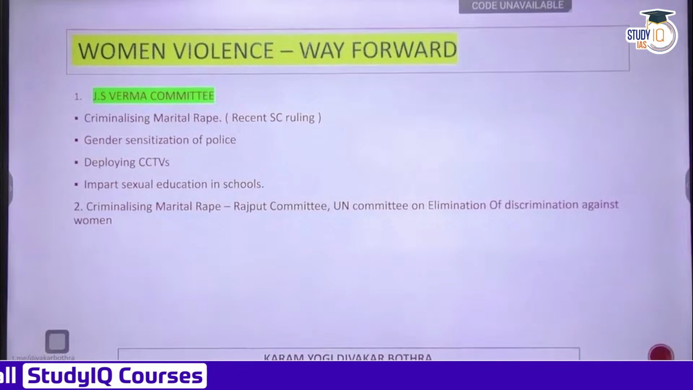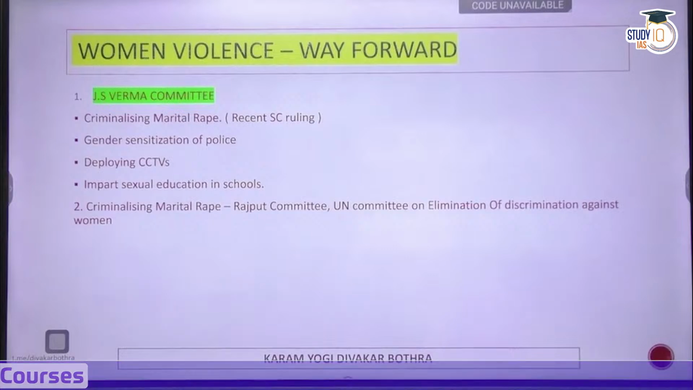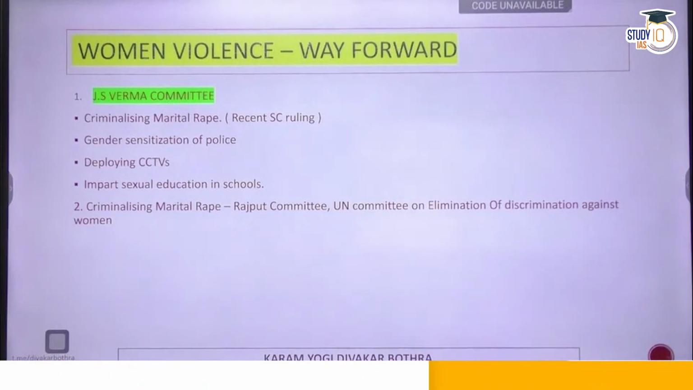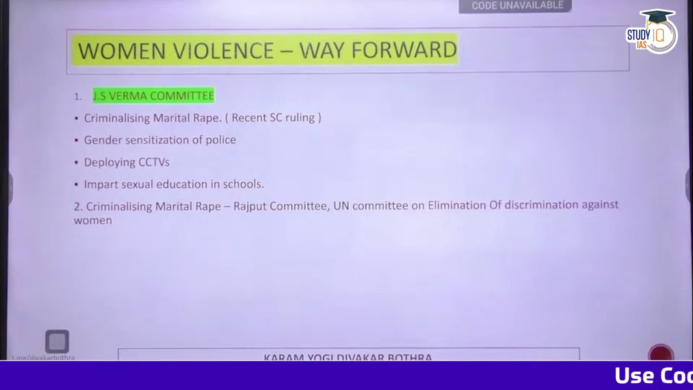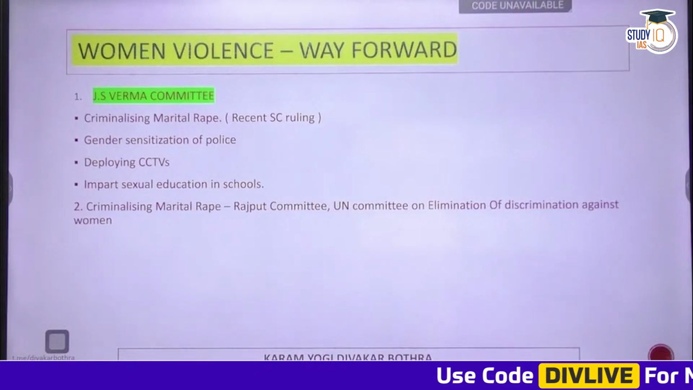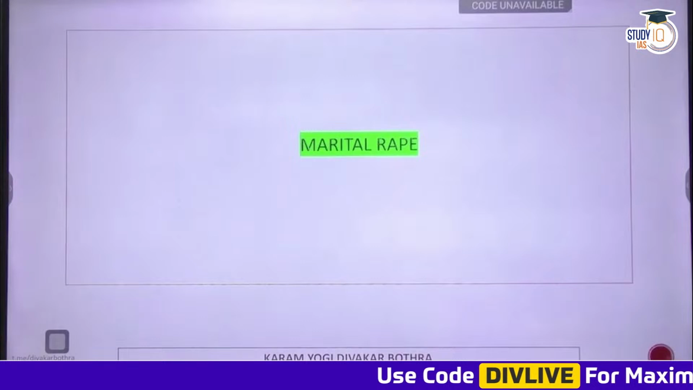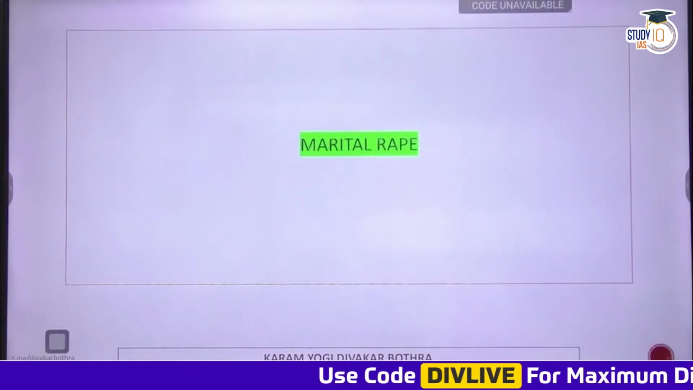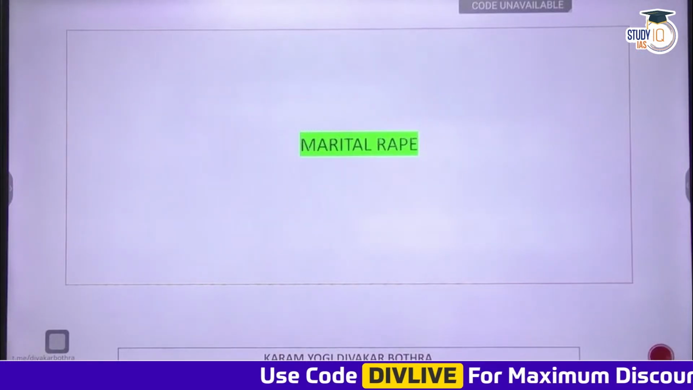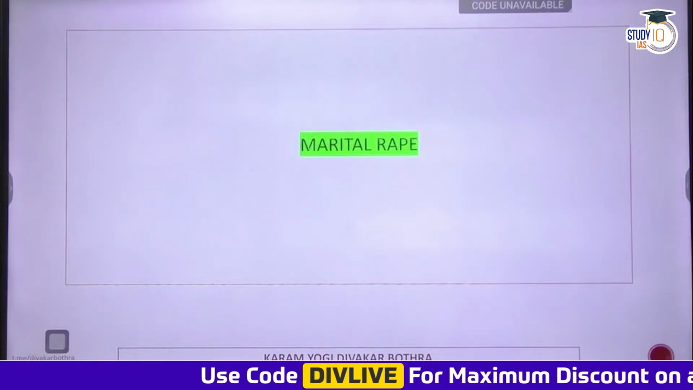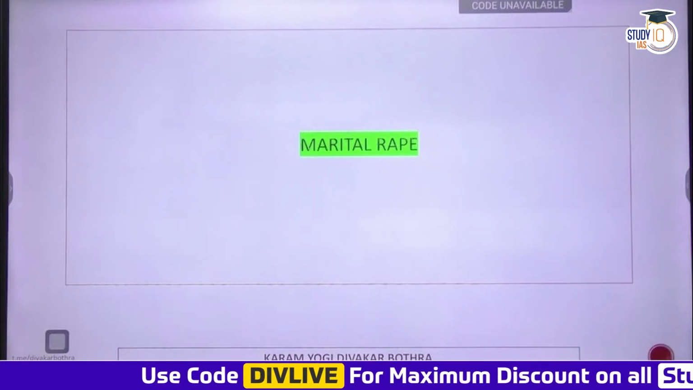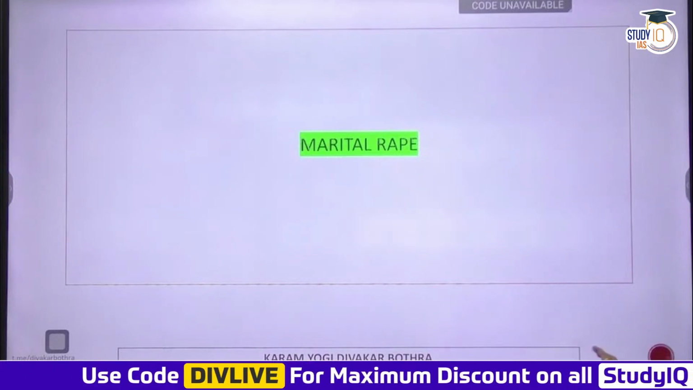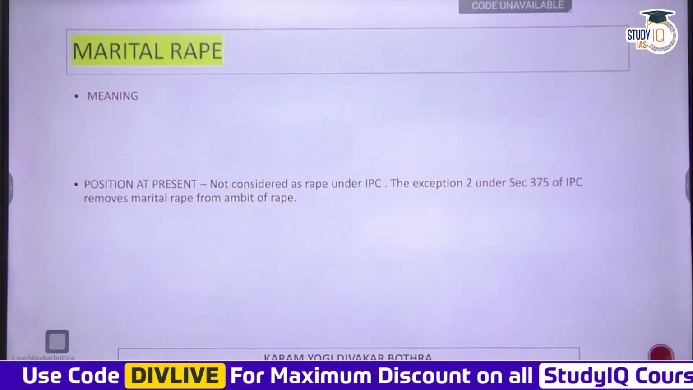The Rajput Committee and the United Nations Committee on the Elimination of Discrimination against Women have recommended that marital rape should also be criminalized. But as of now, this is not a criminal offense in India. Now, what exactly is marital rape? There could be an independent question on Indian society or governance: should marital rape be criminalized? What exactly is marital rape? Let's dwell into this issue in more detail.